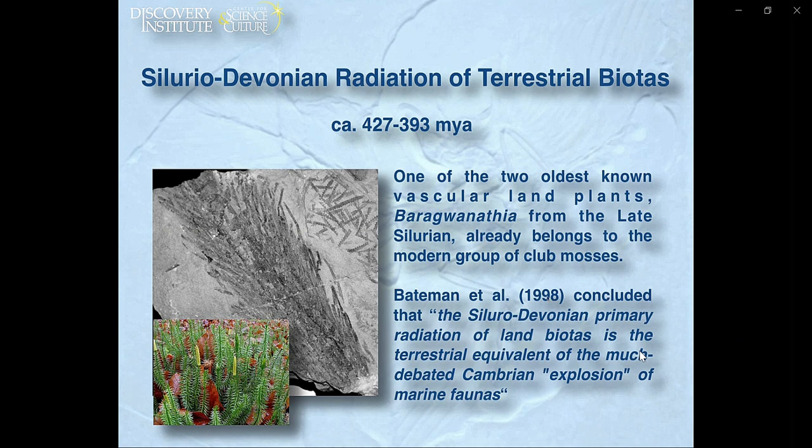And there has been a publication in 1998 which concluded this primary radiation of land biota is the terrestrial equivalent of the much debated Cambrian explosion of marine fauna. So in the origin of land plants, you find the same phenomenon like in marine animals, sudden burst of diversity, sudden appearance, no gradual transition.